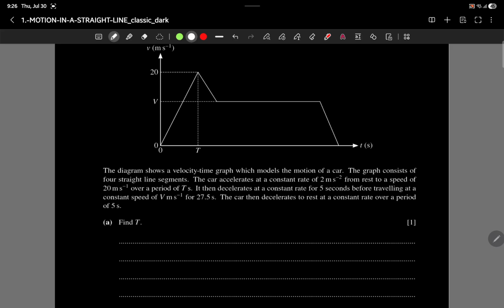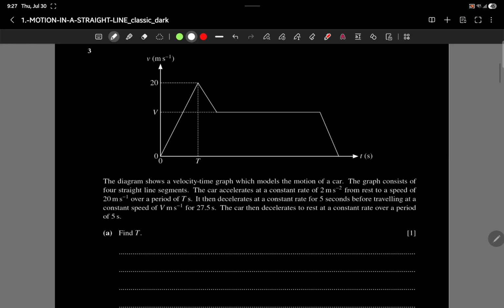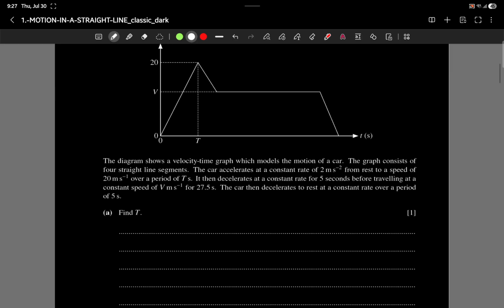The car accelerates at a constant rate of 2 meters per second squared from rest to a speed of 20 meters per second over time t. It then decelerates at a constant rate for 5 seconds before traveling at a constant speed of v meters per second for 27.5 seconds. The car then decelerates to rest at a constant rate over a period of 5 seconds. Find t. Right. How do you find t? Well, there are many ways you can find t actually.